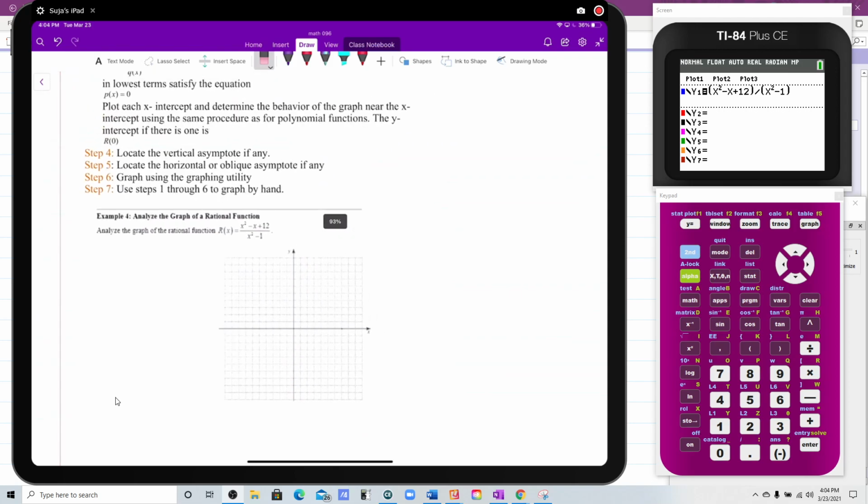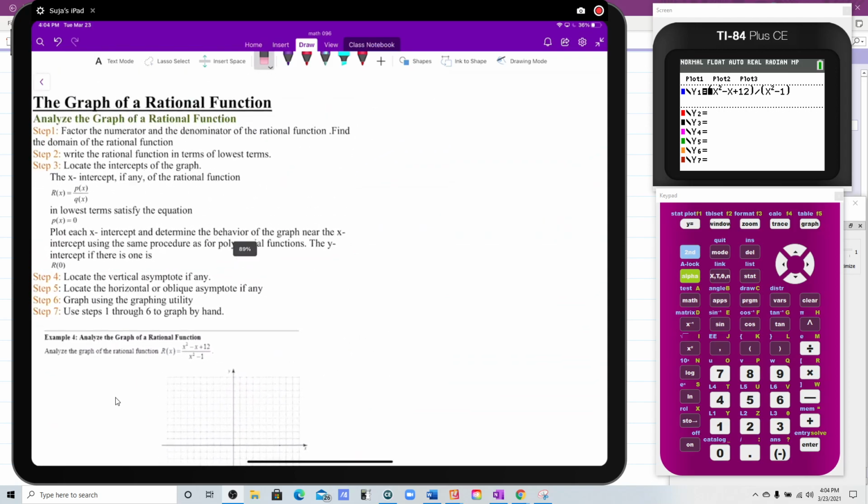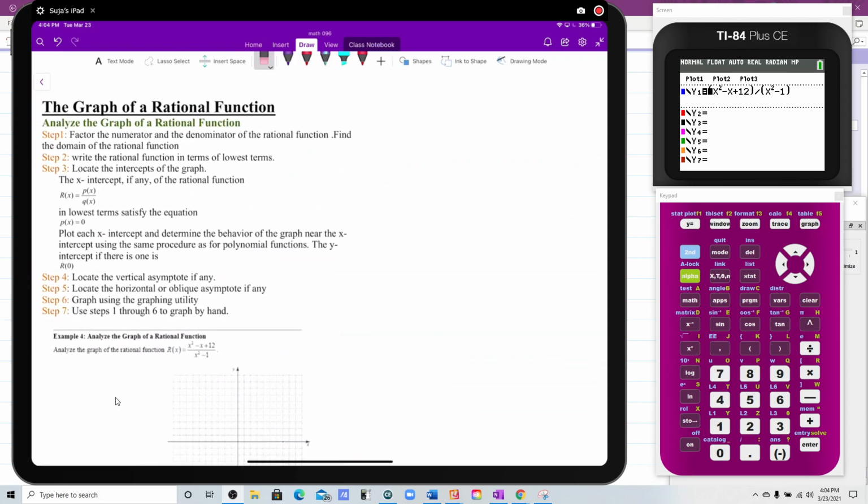There are a few differences in here. The first one is my numerator cannot be factored. So step number 1, my numerator cannot be factored, so I'm going to write it as x squared minus x plus 12. And my denominator can be factored, so it's an x minus 1 times x plus 1. So this is telling me the domain of this rational function is everything except the values -1 and 1.